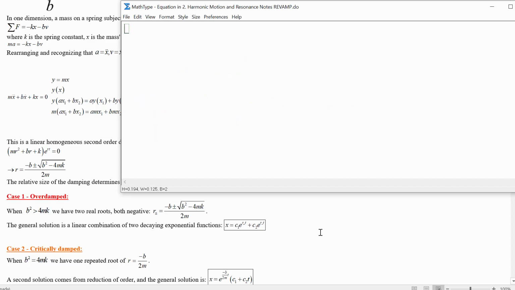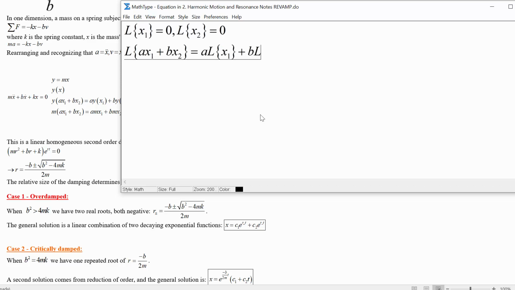Suppose we've got two functions. x1 is a solution, meaning that L at x1 is equal to 0, and x2 is a solution, L at x2 is equal to 0. Then, because this is a linear operator on the left, L at (a x1 plus b x2) must be equal to a L at x1 plus b L at x2, which is a times 0 because x1 was a solution, plus b times also 0 because x2 was a solution, and that's just 0.